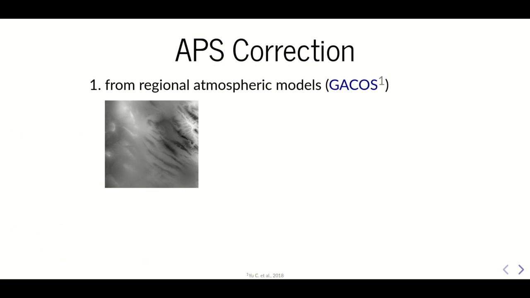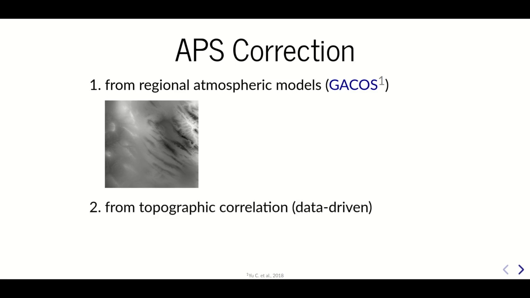These atmospheric models can be generated from regional weather data. Correction models are provided by the GACOS service from Newcastle University: a 2D grid with differences in two-way travel time, as we can see here in this plot, where we can already see a strong correlation with the topography and lower atmosphere. And secondly, we can derive the APS correction from the correlation of apparent displacement with topography. This is a purely data-driven approach. Kite supports the import of GACOS models, and we can derive the phase screen from topographic correlation.